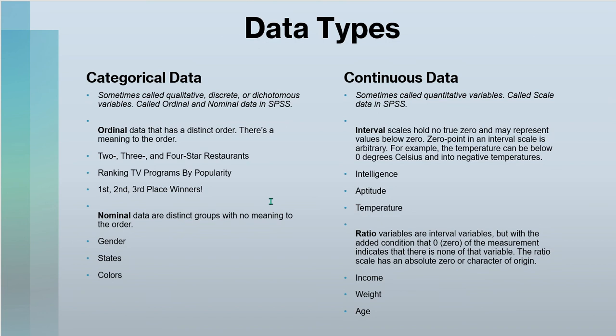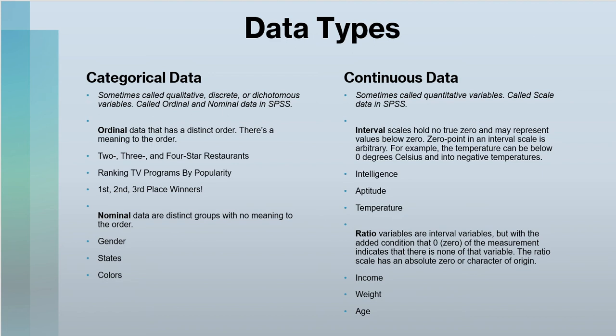And then ratio data does have a true zero. You can have zero income. Hopefully that's not your case. You can't be zero years old. Even if you were just born, you're within seconds of being just born, right?